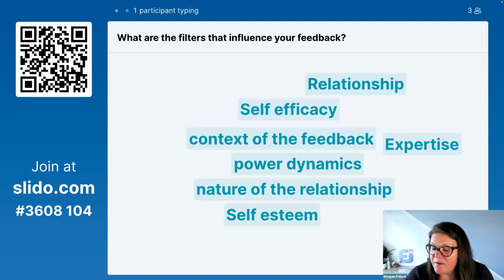Your relationship, your self-efficacy. Self-efficacy is the belief that you can accomplish a task. The context of the feedback, your expertise. Power dynamics are generally always at play. Another nod to the relationship. Self-esteem is how you feel about yourself. It's your self-worth, which is different than self-efficacy, which is tied to your ability around a specific task. So these are all filters that can influence our feedback, and how they're at play.